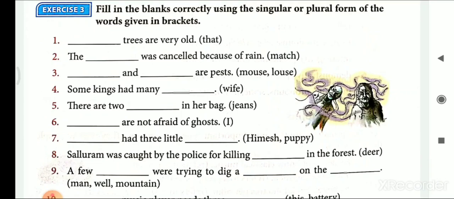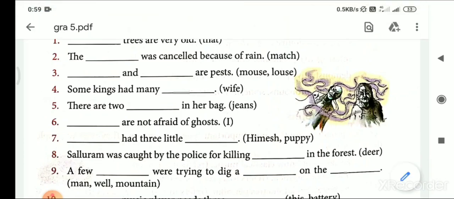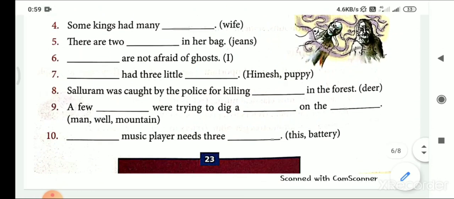Second one, the dash was cancelled because of rain. The dash was cancelled, that is singular. So here the form of match will stay as it is. The match was cancelled because of rain. The dash and dash are pests. Mouse will be changed to mice and louse will be changed to lice.